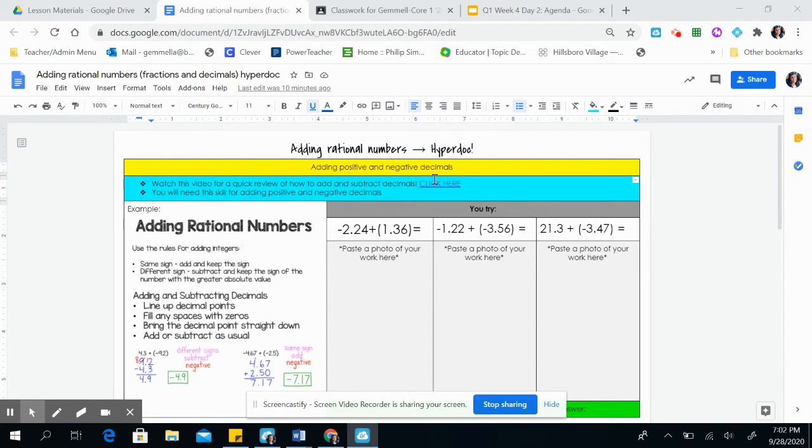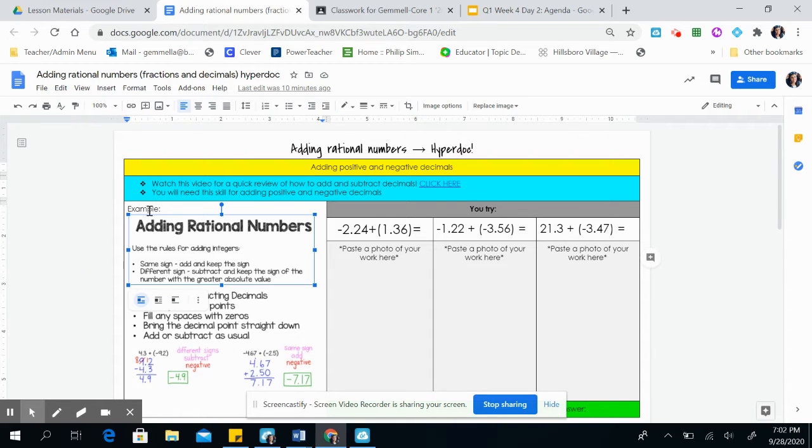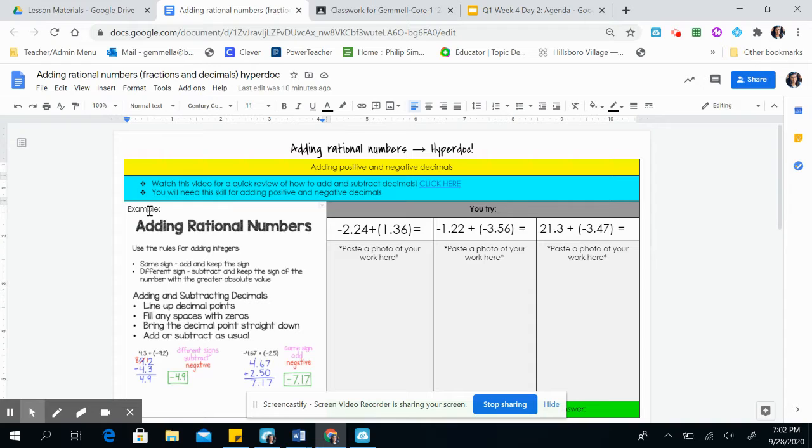So you can first watch this video. If you click here, it will bring you to a YouTube video that briefly shows you and reminds you how to add and subtract decimals. And then you're going to use and apply what you know about this skill to what we have been learning in class this week. So first, on the left, you should see this example.